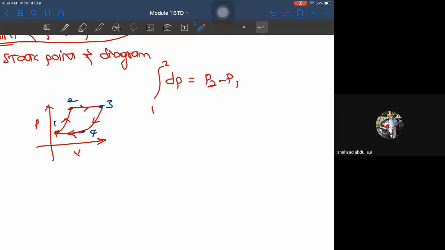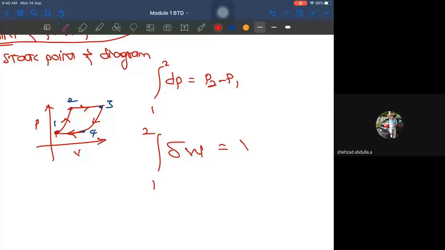Why? Because P, which is your point function, is an exact differential. But the same thing, if I want to calculate the change in the work from 1 to 2, I cannot do it as W2 minus W1. The difference in the work between the states is not equal to W2 minus W1. So that's why it is called an inexact differential.